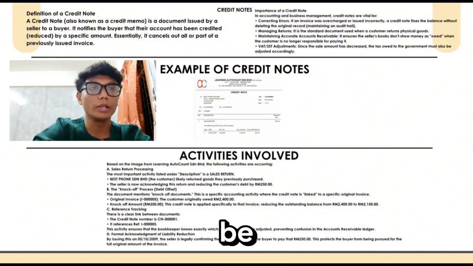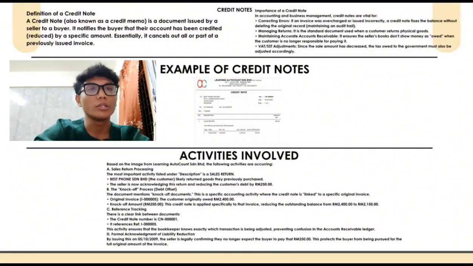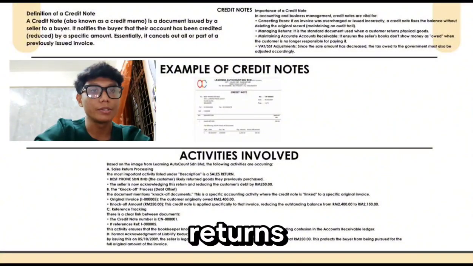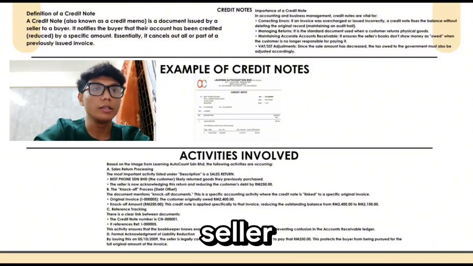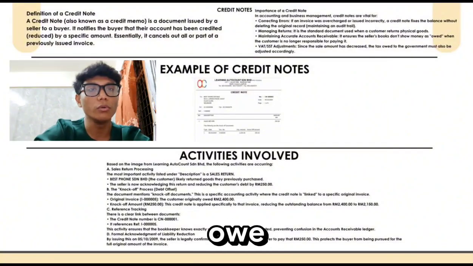So next will be the credit note. So what happens when things go wrong? Enter the credit note. Suppose you bought RM2400 worth of phones but returned a few because they were faulty. The seller issues a credit note like this one for RM250 to reduce what you owe.